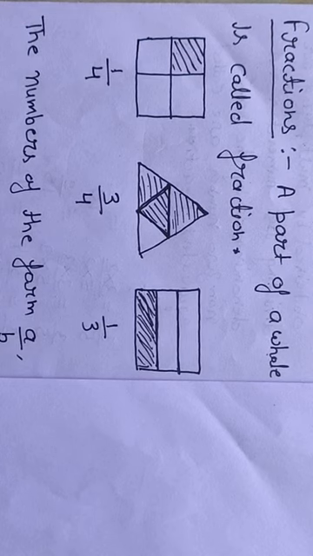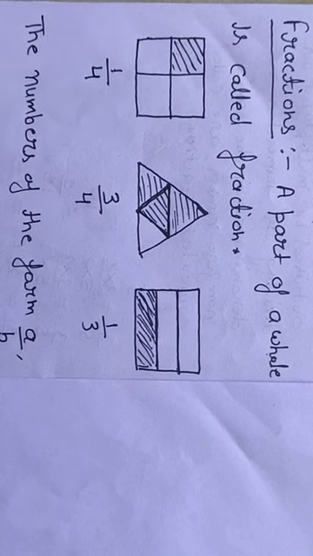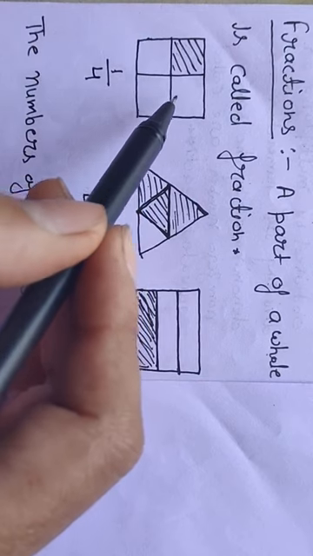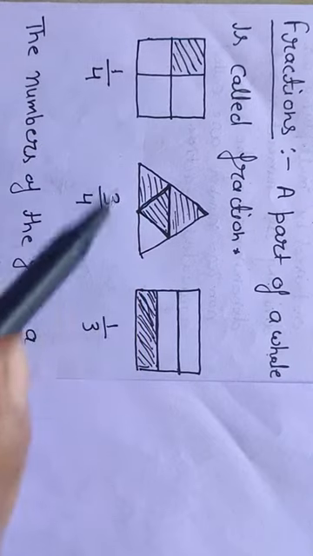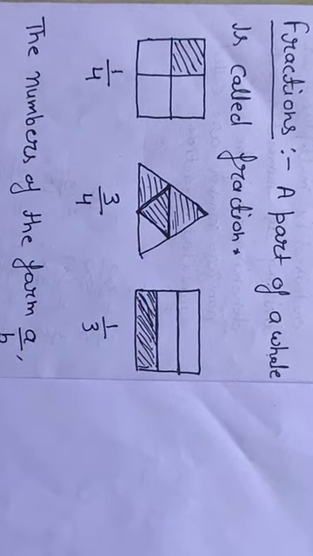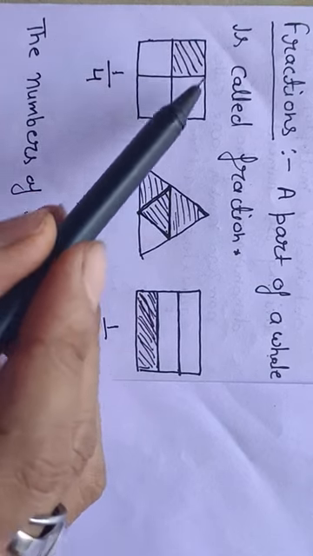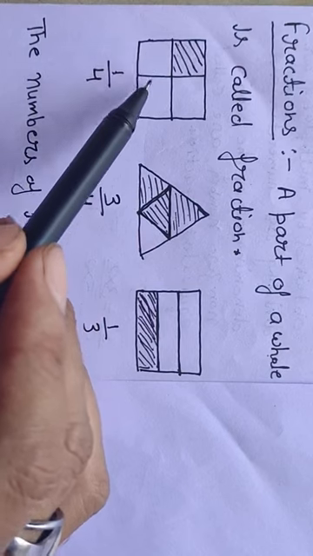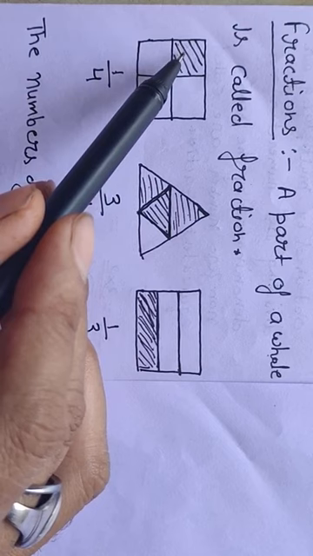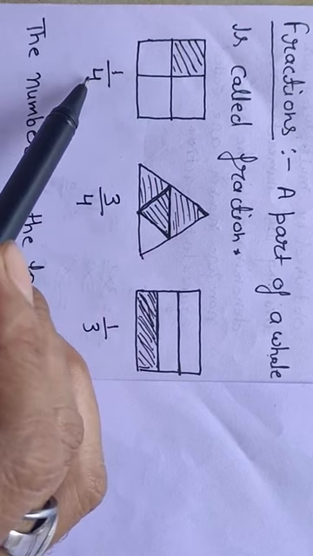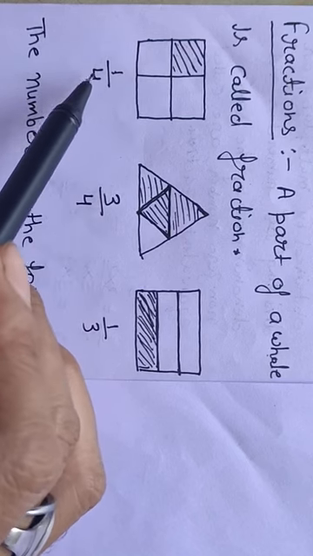For example, suppose I have a square and it has four equal parts: first part, second part, third part and fourth part. One part is shaded. If I ask what is the fraction of shaded portion, how many shaded portions? 1 out of 4, because there are total 4 equal parts and out of them 1 part is shaded. So the fraction of shaded portion will be 1 by 4, because number of shaded parts upon total parts, and the number of shaded parts is 1, so 1 by 4.